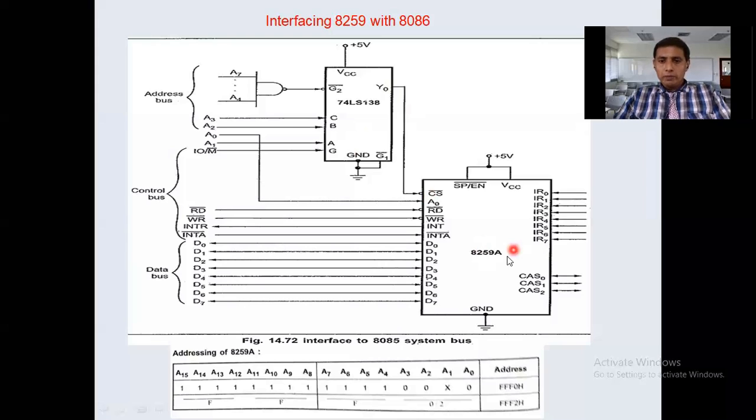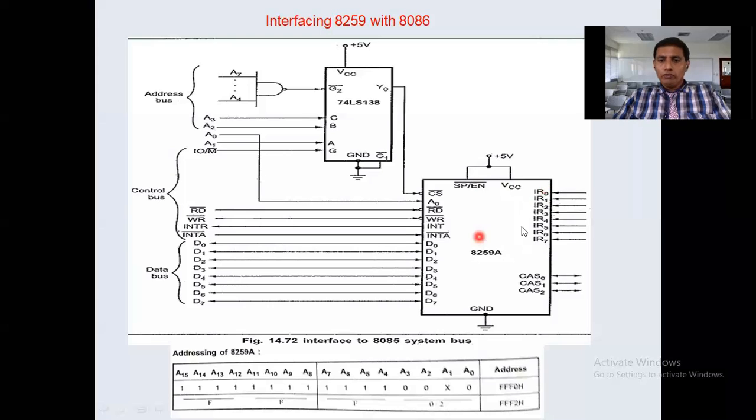Now here also one important point is we are making the 8259 work in master mode because only one 8259 is available. We are making it like a master. In that case, what happens here? SP bar / EN bar is now connected to which one? VCC. And what is the VCC value? 5 volts. Whenever SP bar / EN bar is connected to VCC, then it is not a slave. Now it acts like a master. Now it is master mode.